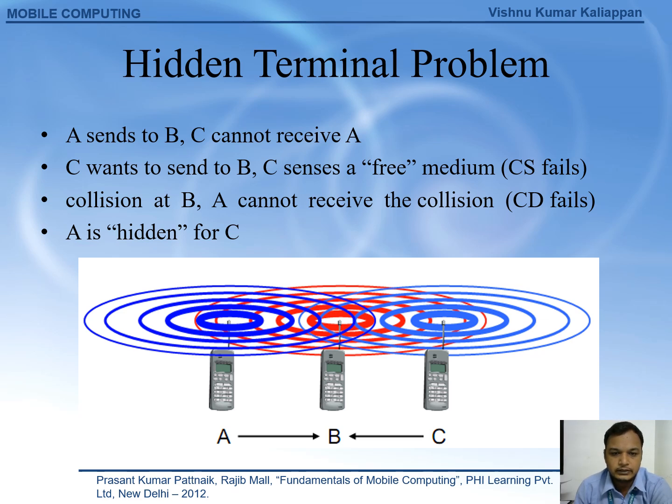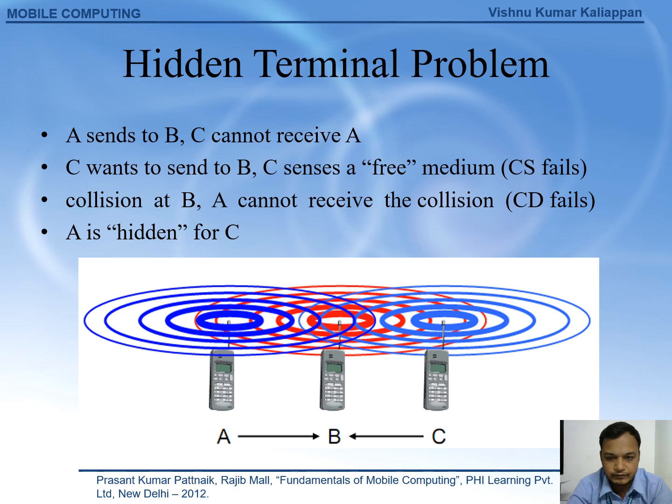The hidden terminal problem is where one receiver and two senders are present. One sender is not close to, or is not viewed by, the other sender. So what kind of problem will arise? Here is a real example: A sends the data to B. C cannot receive the data forwarded by node A. C wants to send the data to B.